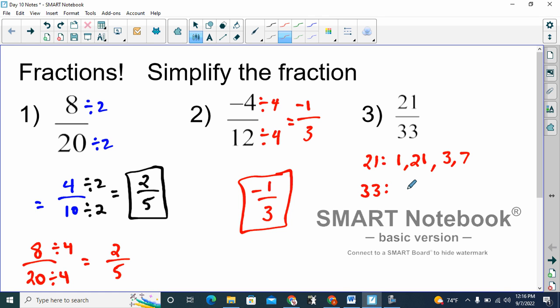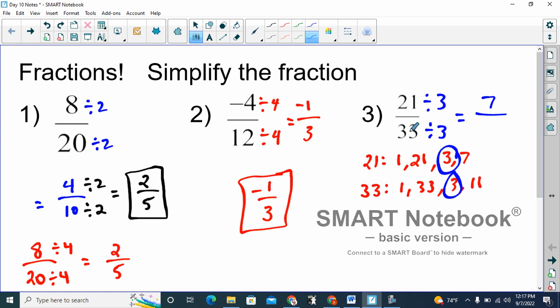33, we can list out the factors of 33. 1 and 33. 3 times 11. And that's it. The biggest one that they have in common is 3, so we're going to divide them both by 3. 21 divided by 3 is 7. 33 divided by 3 is 11. 7 over 11 is correct.